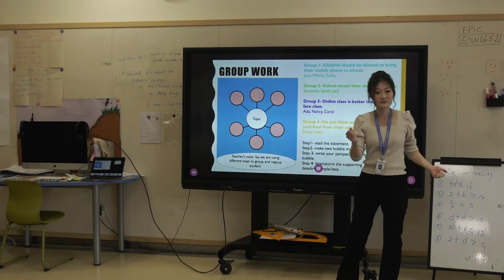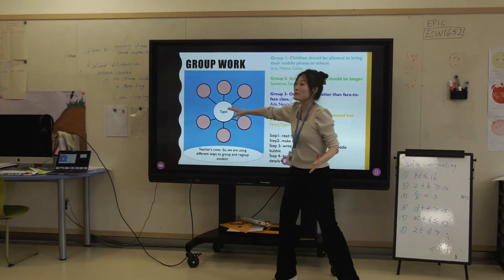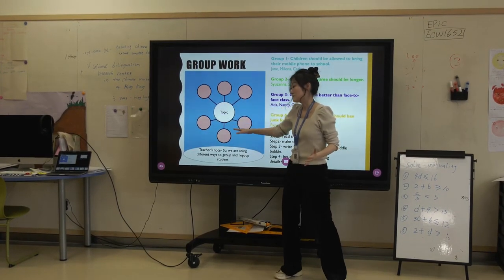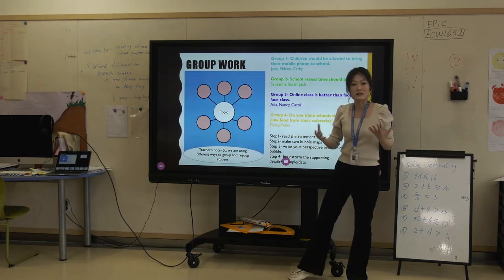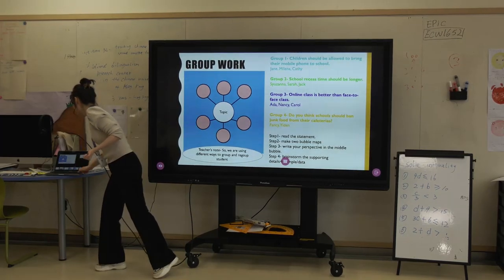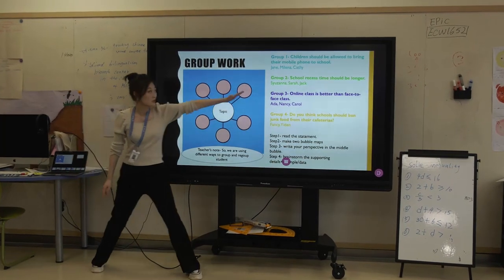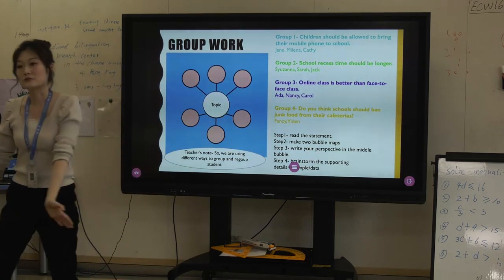What if you agree and disagree at the same time? Agree and disagree, so we make two bubble maps. One bubble map is for agree. One bubble map is for disagree. Okay, so we just share ideas. Okay? And please check your group members and let's move to the group.